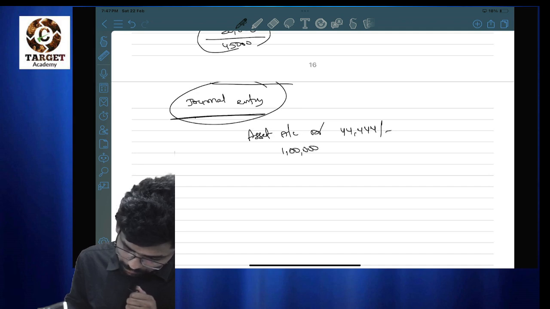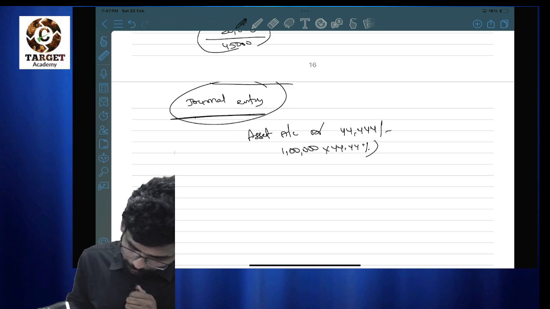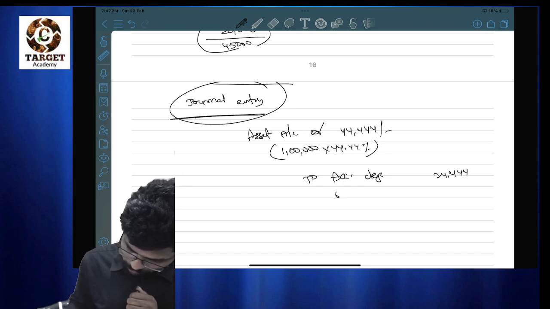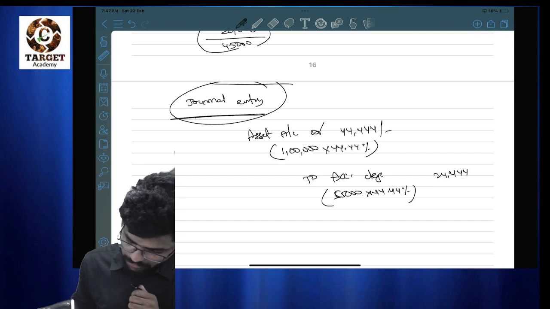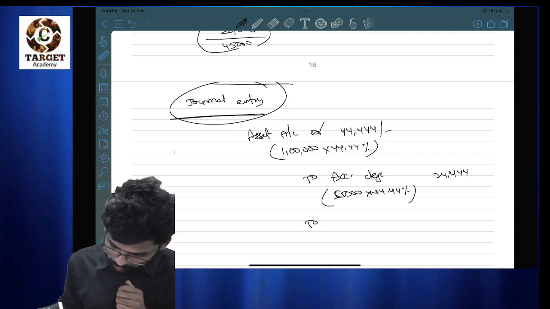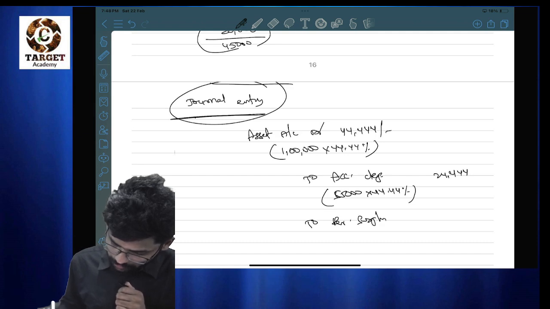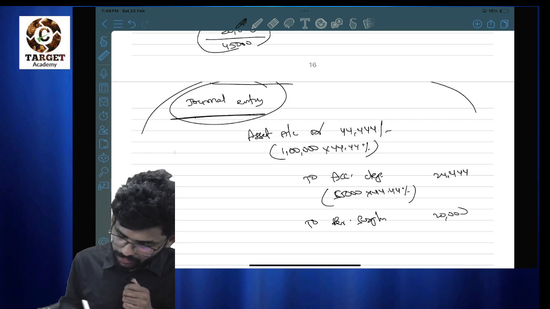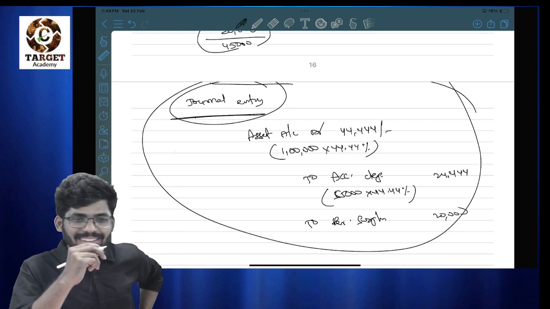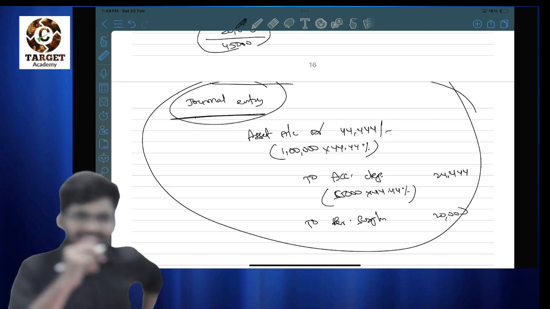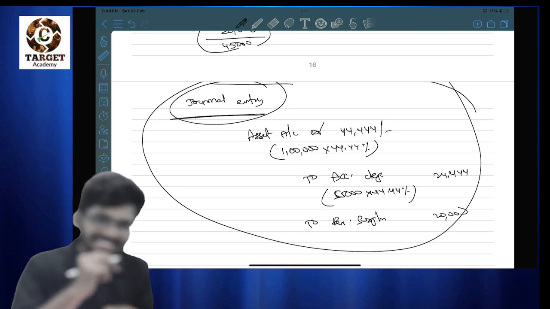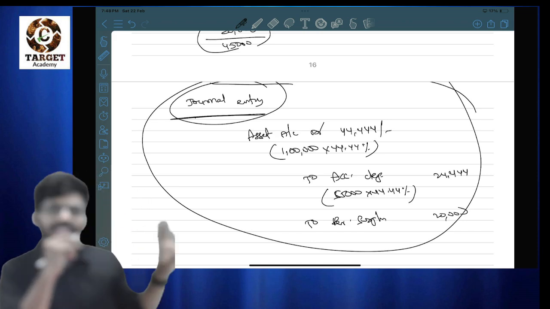1 lakh into 44.44% to accumulated depreciation 24,444. How? 55,000 into 44.44% to revaluation surplus. What is the net effect of this entry? 20,000 asset value increased. Yes or no? Asset value increased by 20,000 only.